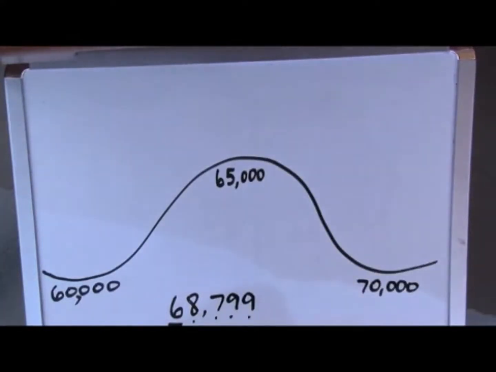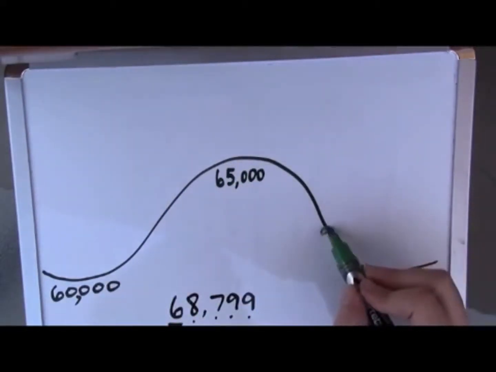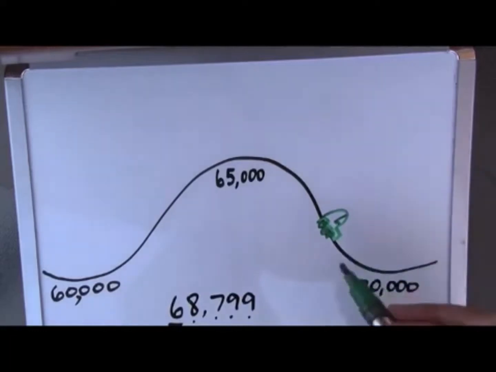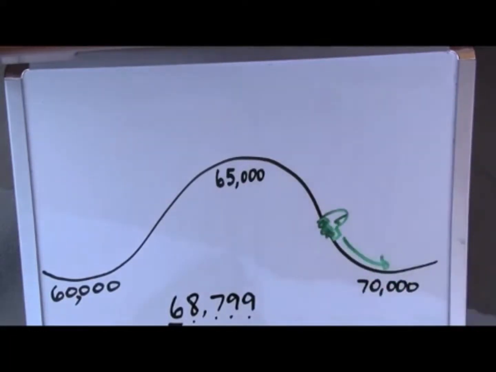65,000. Now we have our number line, and all we need to do is find where 68,000 is going to fall, which is maybe right about here. We'll make our little car, its little wheels. We're going to let go, and it will go forward to 70,000. And that's how you round numbers with the cars and hills trick.